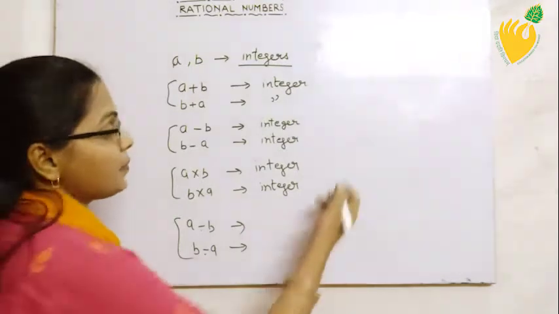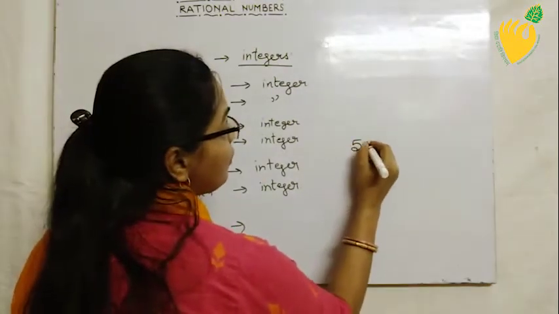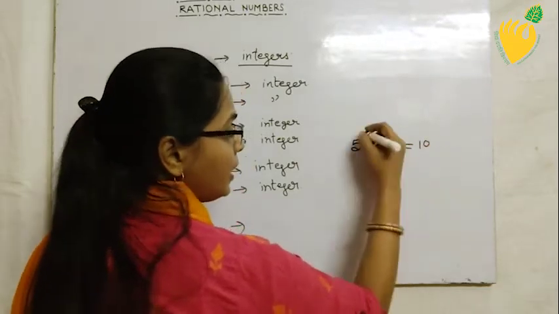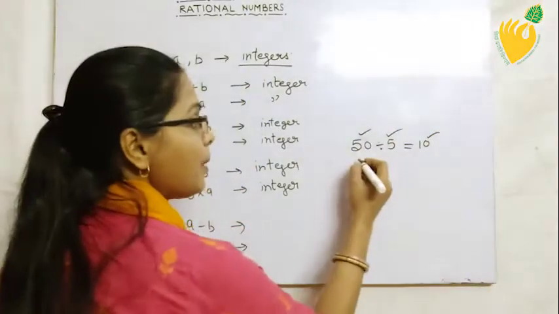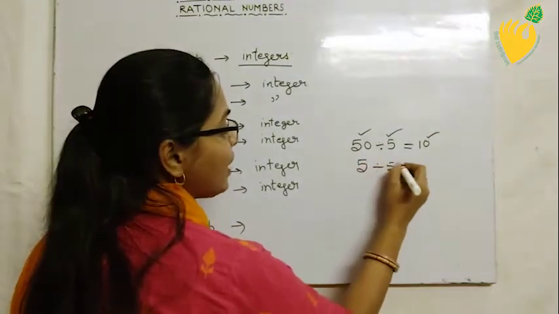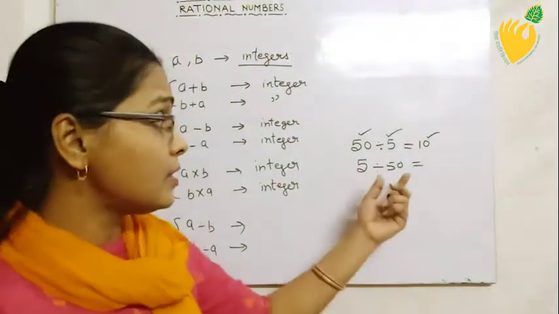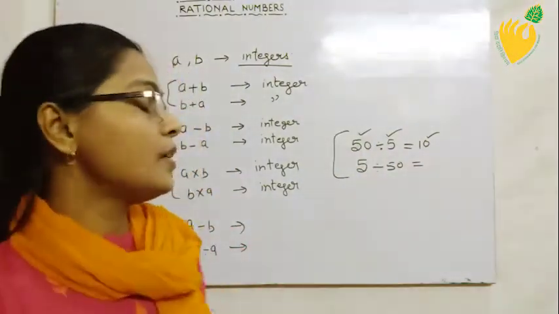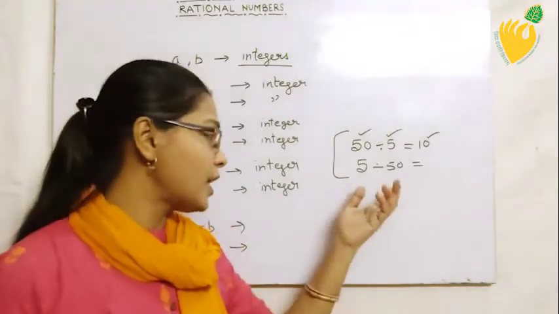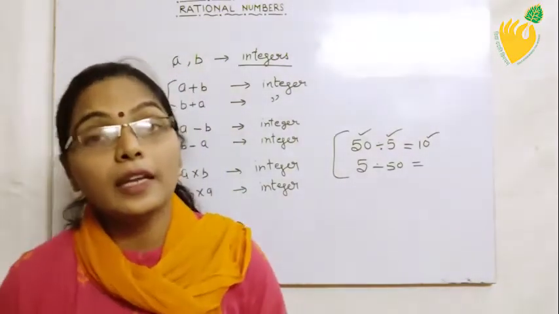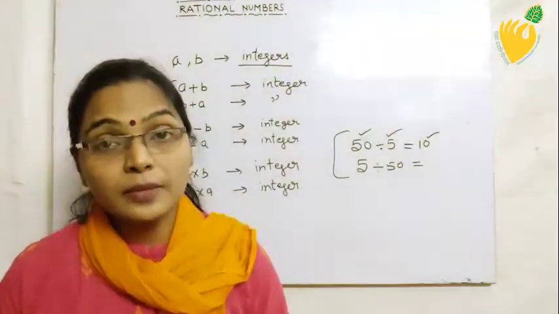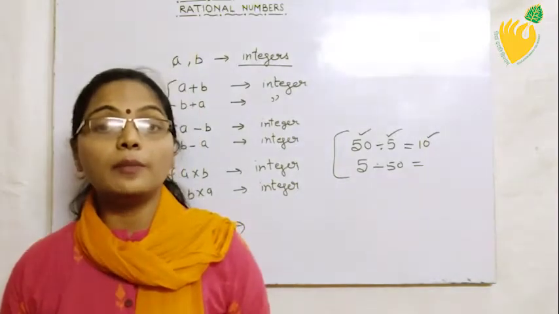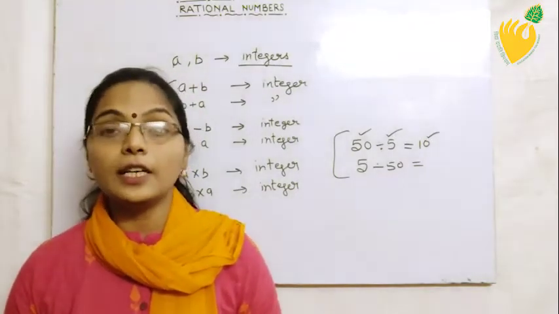Let's see few examples. Suppose if we divide 50 by 5, what is the result? Then integer divided by integer is an integer. But if we divide 5 by 50, then what will be the result? The result is decimal number. So students, it is not necessary that when we divide an integer with another integer, the result is always an integer. So students, thus there is a need to extend our number system so that it may be possible to divide any integer.